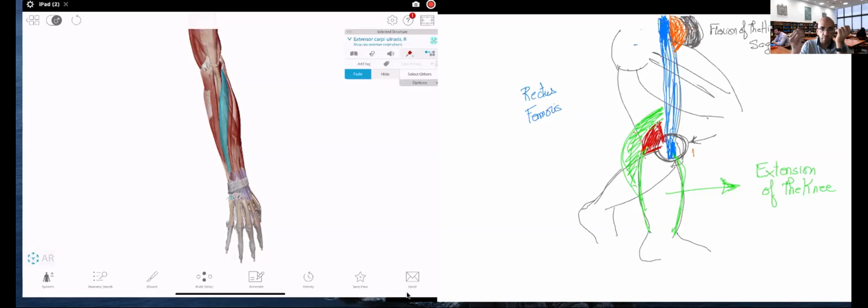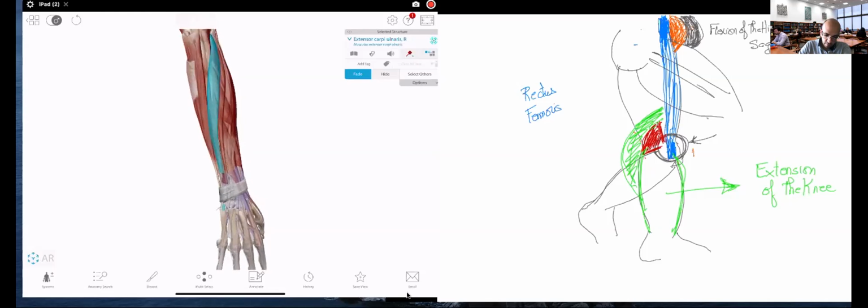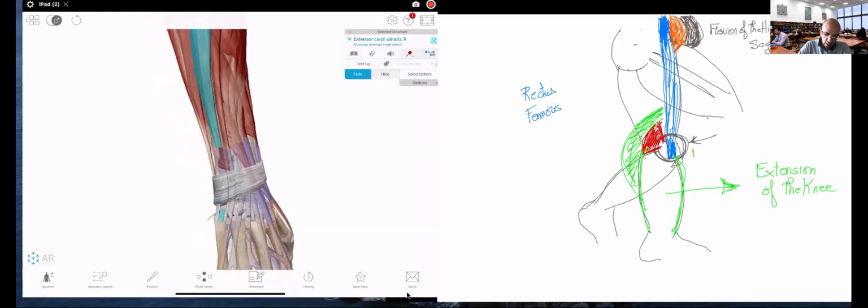So what do I call the muscle here? Extensor or flexor? Extensor. Exactly. And do I have an effect only on the wrist joint or also on the fingers? How would I know? Do I have one tendon or four tendons going to the fingers? You see here, you have only one tendon.